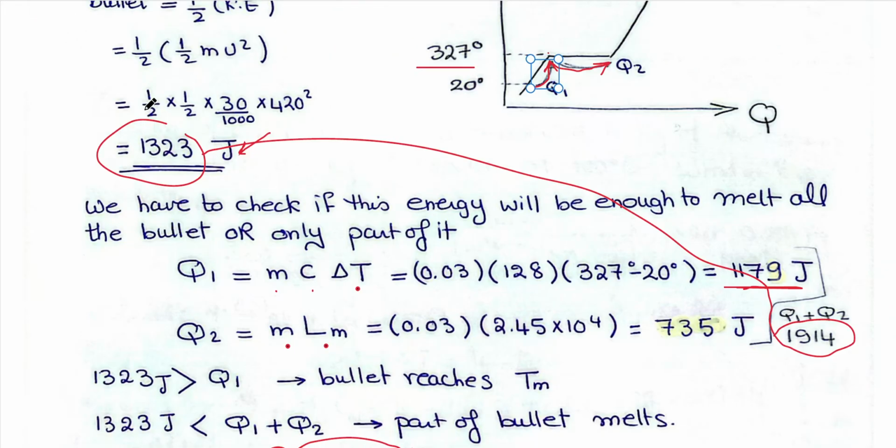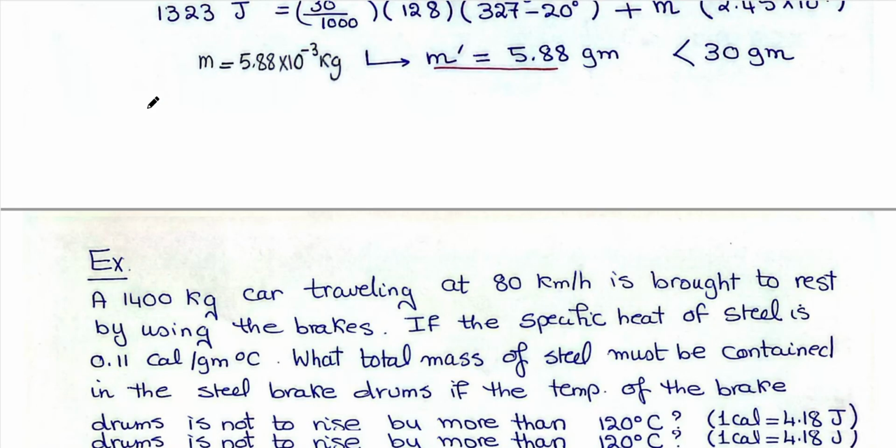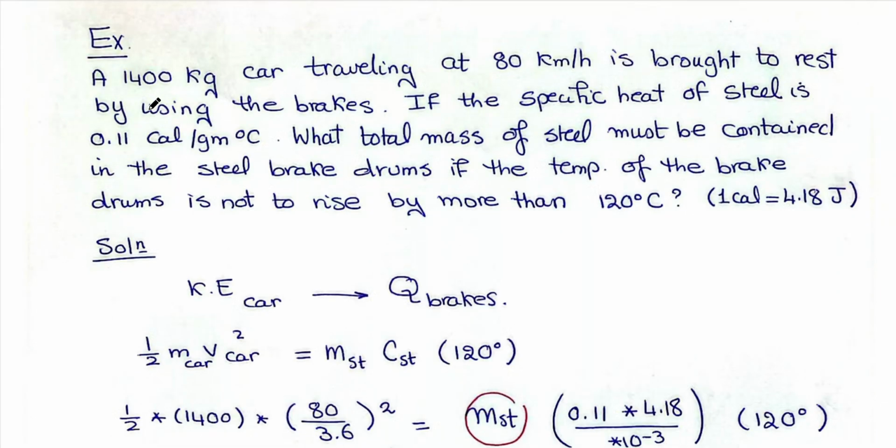Another example of converting energy to heat energy is the car brakes. You have a 400 kilograms car traveling at 80 kilometers per hour. We don't use kilometers per hour, so we will need to convert it into meters per second. The car is brought to rest by using its brakes. The specific heat of steel is C steel. Steel is the material of the brakes.